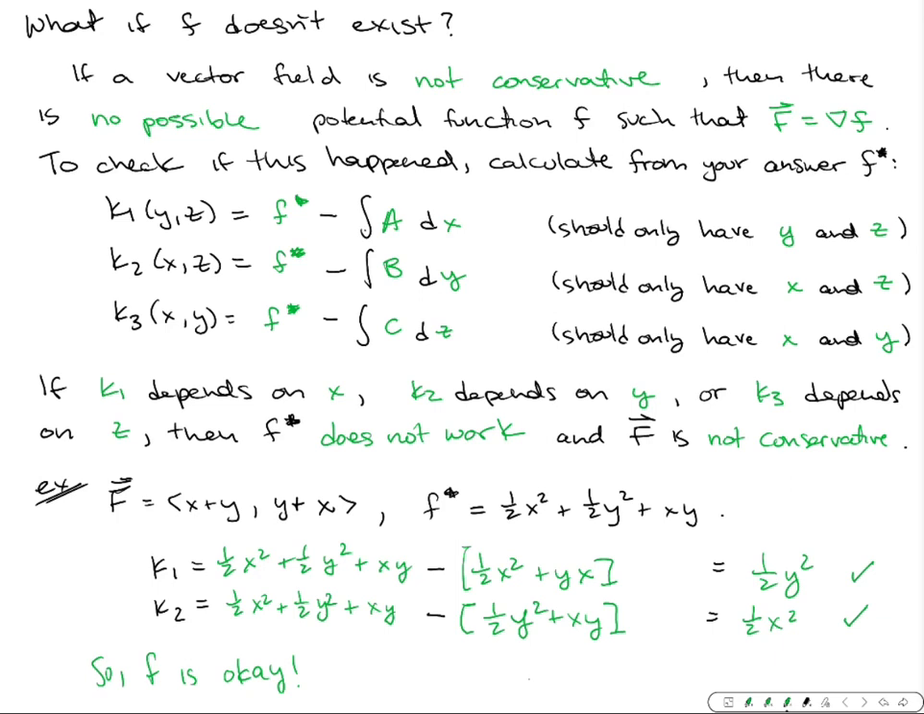If you did this and got something like 1/2 y squared plus x for your K1, then that would be wrong. F is not conservative, the answer doesn't work, and you're done. There is no little f that solves the problem. So that's how you're going to do that type of problem in this section.